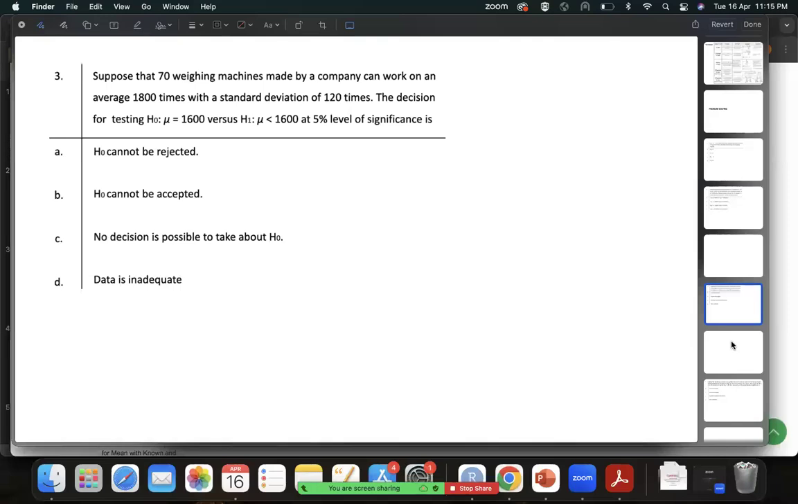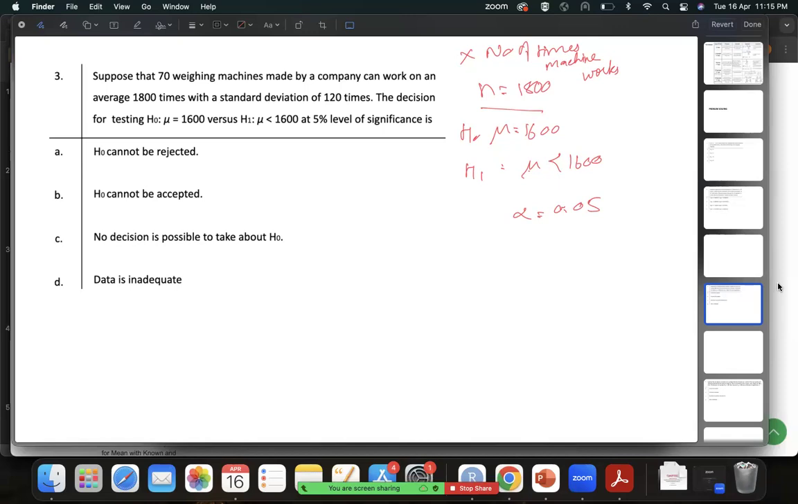Suppose we have 70 weighing machines made by a company that can work on an average 1800 times. We take X as the number of times your machine works. N is given, 70. Your null hypothesis is mu equal to 1600. Your alternate hypothesis is mu less than 1600, and your significance level is 0.05, 5%.